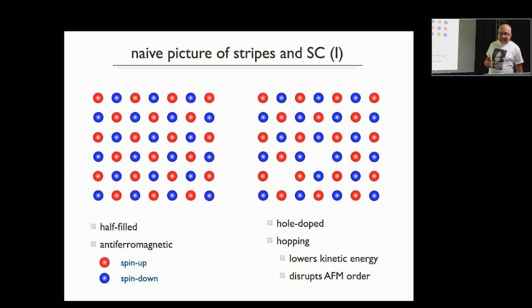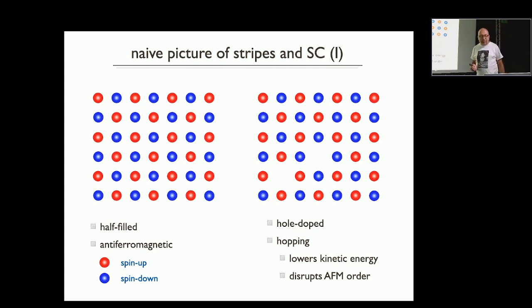Okay, so let me do, and the experts in the audience, please look away for a second. Let me give an ultra-naive picture of why stuff like stripes and superconductivity might exist in the Hubbard model. If you have a half-filled Hubbard model, which is the slang for one electron per site, then the Hubbard model with repulsive interactions has a tendency to become antiferromagnetic. So you get this spin-up, spin-down pattern.